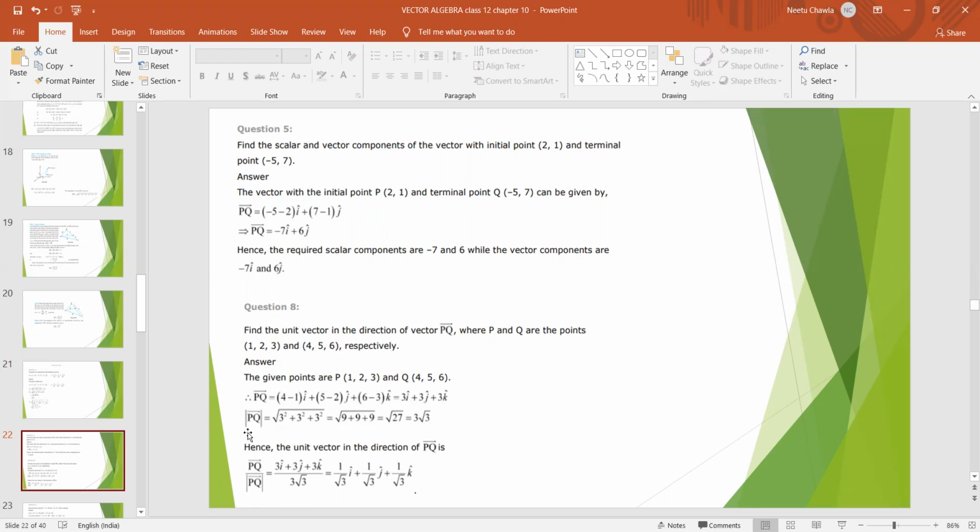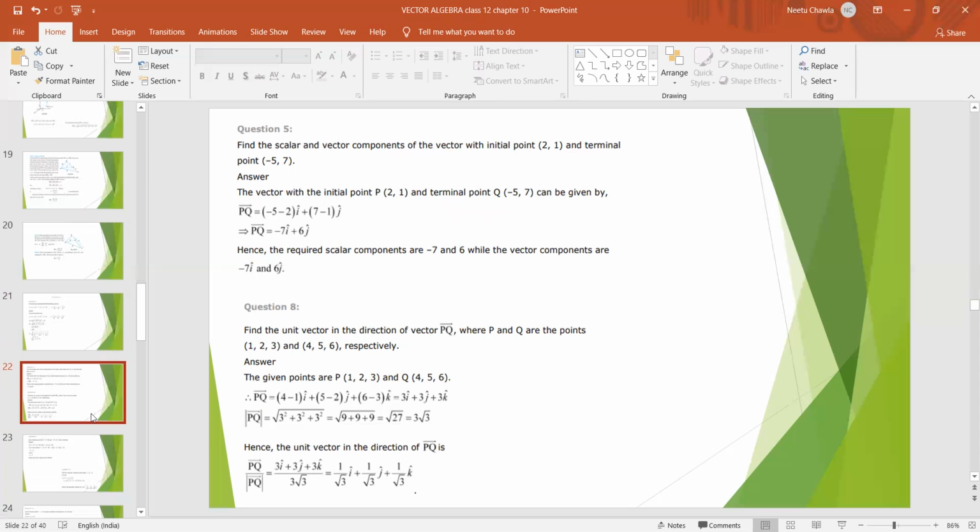So we have to find the modulus also. You can see on the screen, I have found the modulus, which is giving me the value 3 root 3. And putting the values, 3i plus 3j plus 3k upon 3 root 3, and solving it further, 3 and 3 will be cancelled. I am getting here 1 upon root 3 i plus 1 upon root 3 j plus 1 upon root 3 k.